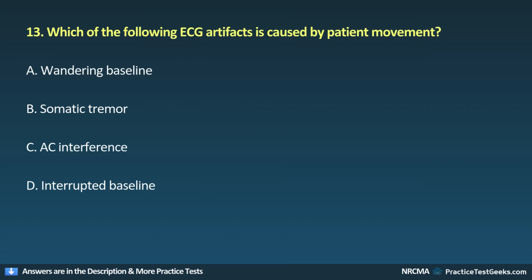13. Which of the following ECG artifacts is caused by patient movement? A. Wandering baseline. B. Somatic tremor. C. AC interference. D. Interrupted baseline.